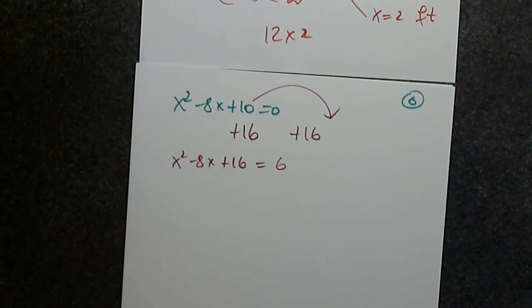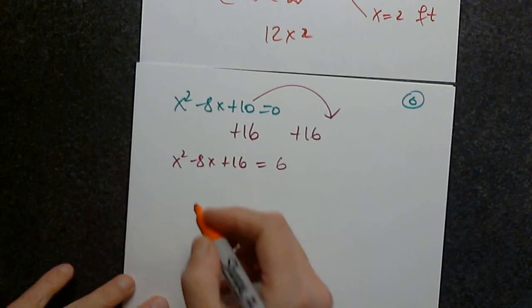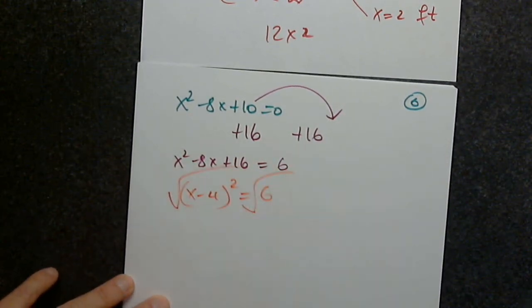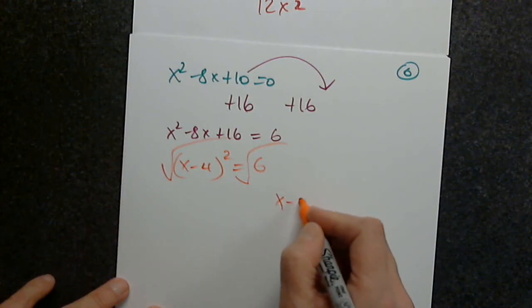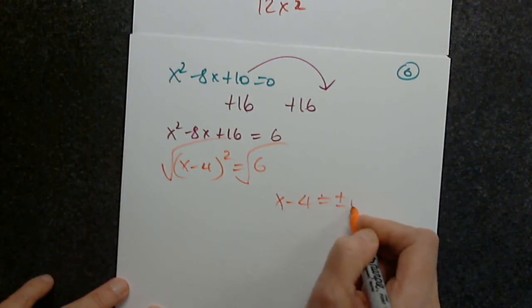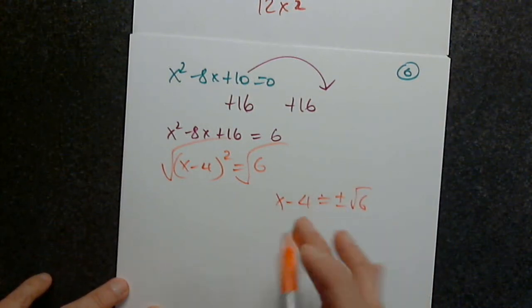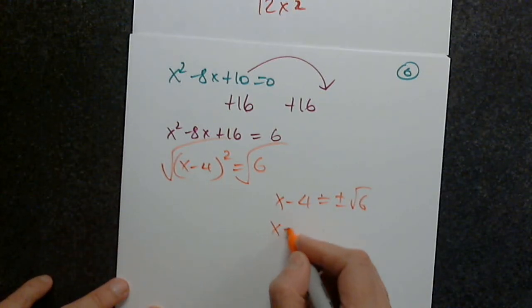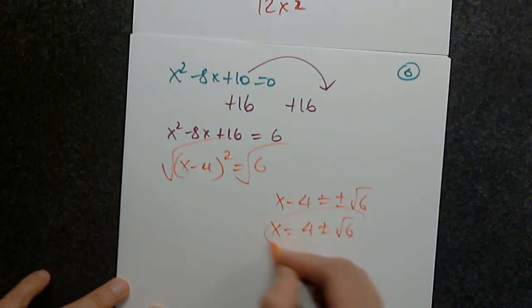Now the left-hand side has to be changed into a perfect square, which is very good. And yes, we're back to taking square roots. So this x minus 4 equals plus or minus the square root of 6. Do not forget the plus or minus. You will not get 2 solutions otherwise. It's quadratic. I have to get 2 solutions. x equals 4 plus or minus the square root of 6.